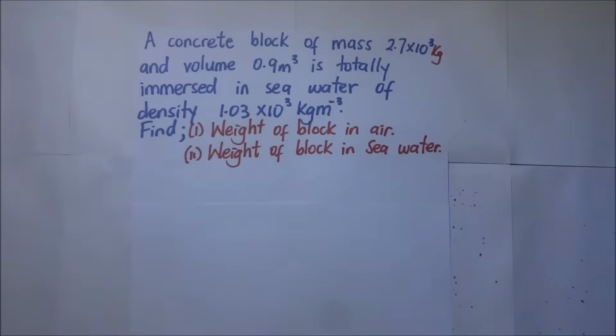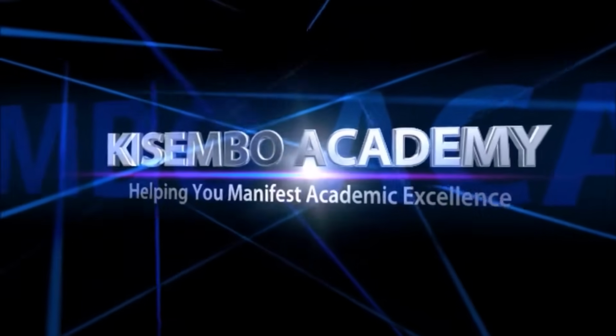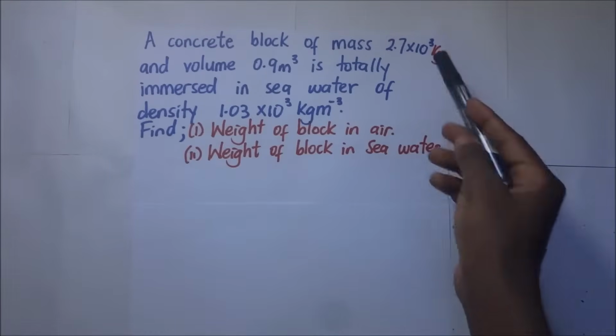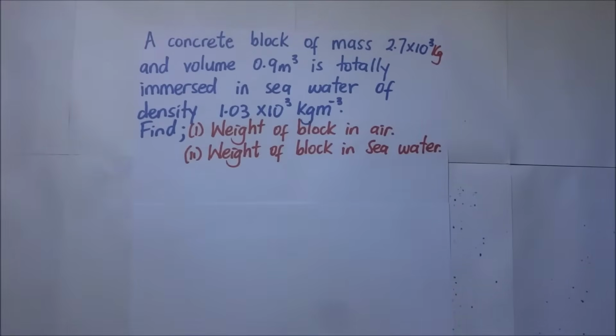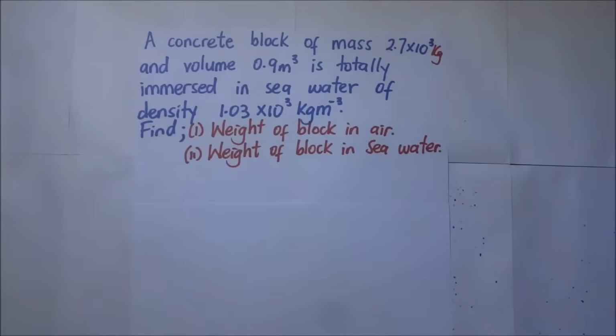We get to do some worked examples on Archimedes' principle. This first one goes: a concrete block of mass 2.7 times 10 to the power 3 kilograms, and the volume of that is totally immersed in seawater of this density. Find the weight of the block in air, and the weight of the block in seawater.